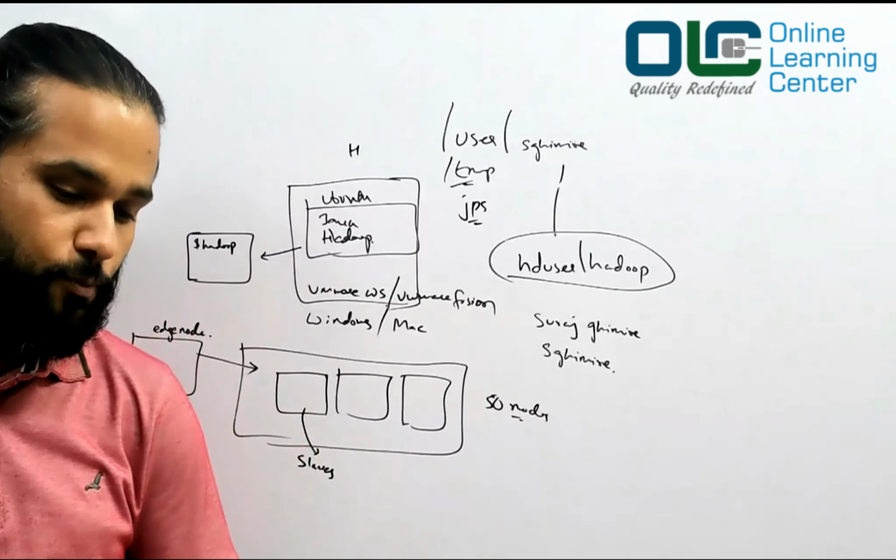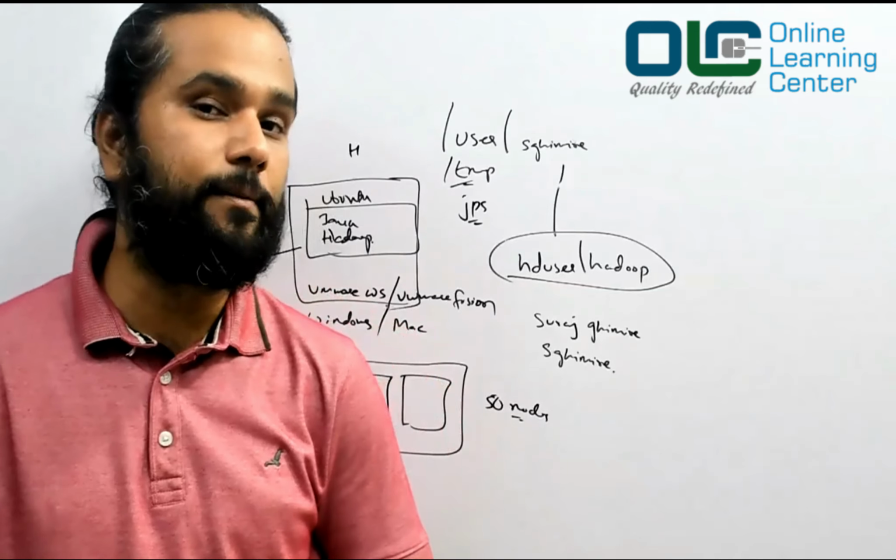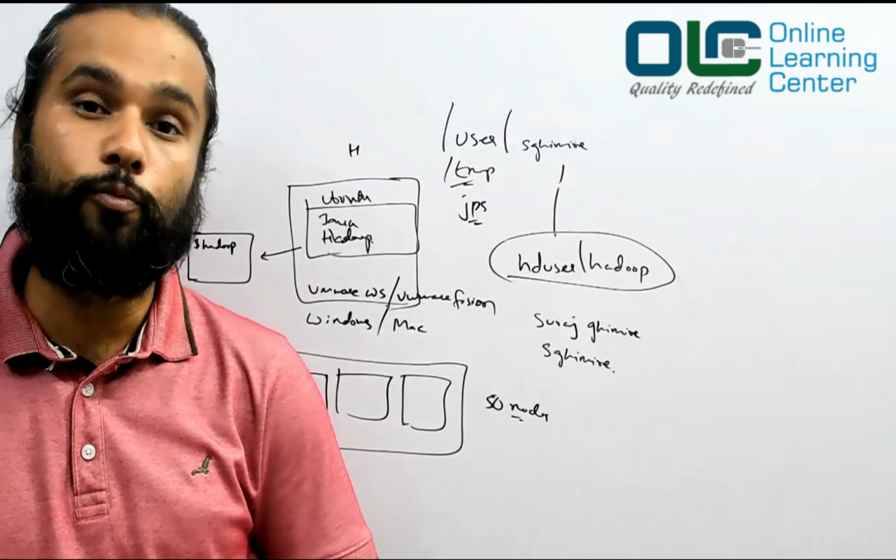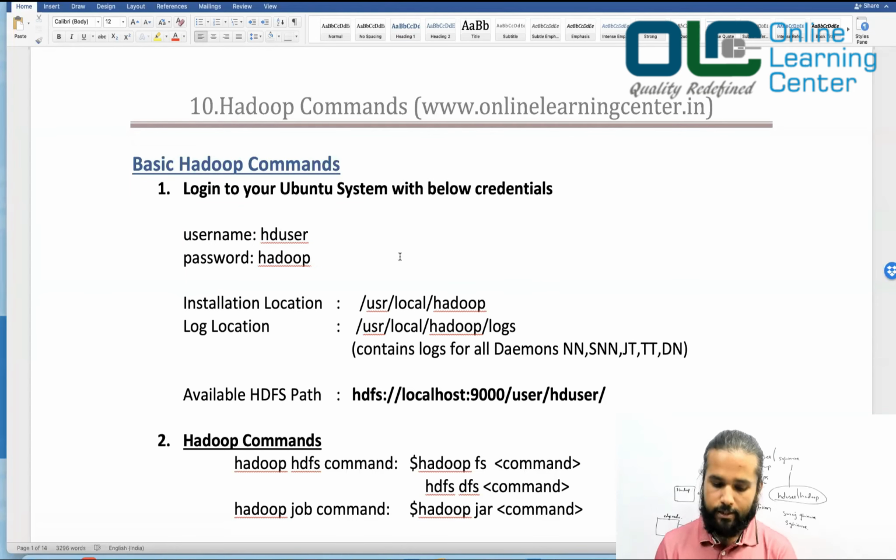Okay, now let us move forward. We will do practical. I'll share my screen and we'll start with our Hadoop commands. So we will start with this document wherein we will talk about all our Hadoop commands, right? So let's move on. Step number one, log into your Ubuntu system with the below credentials. We've already done that. We've created a user called sduser and the password was hadoop.